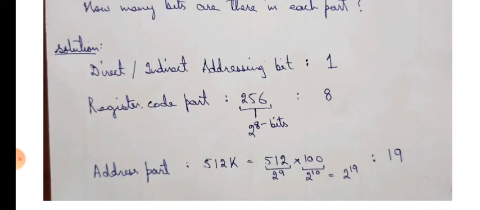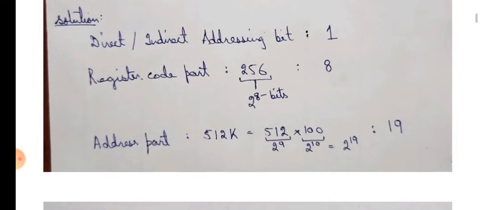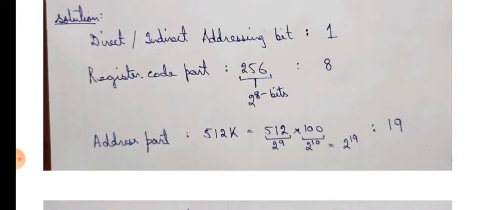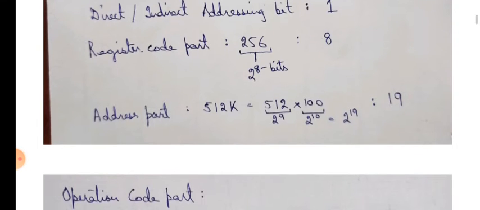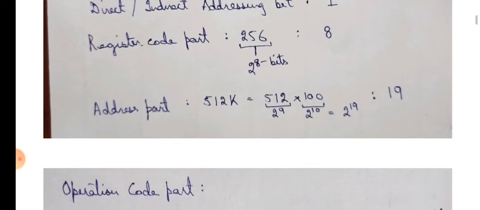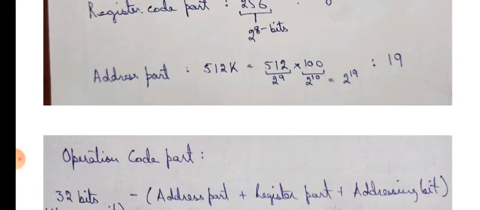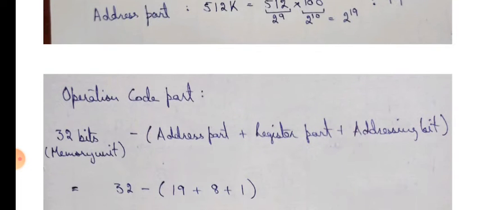Let's see the solution. The direct or indirect addressing bit is 1. The register code part has 256 registers, so 2 raised to power 8, so 8 bits will come out in the answer. Address part: 512,000 words, so 512 into 1000, 2 raised to power 9 into 2 raised to power 10, that comes out as 2 raised to power 19, so 19 bits.